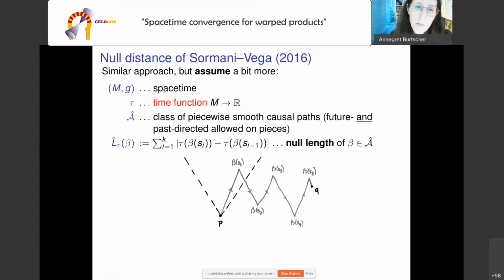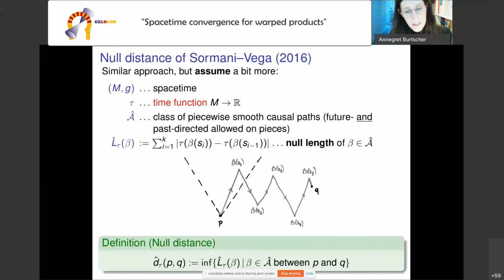And on top of that, we also need to have a time function. And for the class of curves, we don't just take the future-directed curves, but we take a class of paths that are piecewise causal, and they can go up and down. So they can be future and past directed on their pieces, as you can see here in the picture. And then the idea is that you can compute the lengths of such a broken path using the time function. So you just compute the differences in their time between these pieces, and then you add them up. And this gives you the null length of such a path.